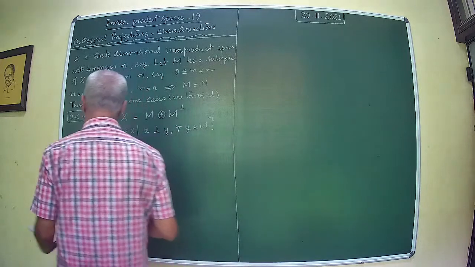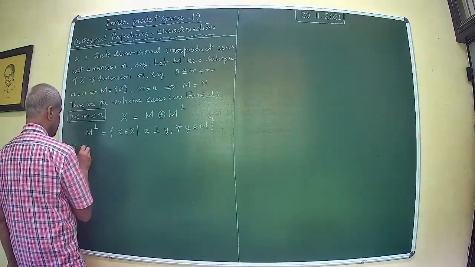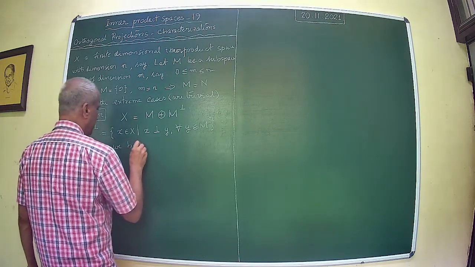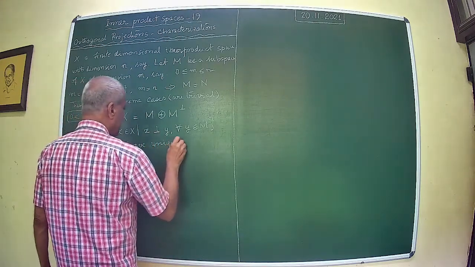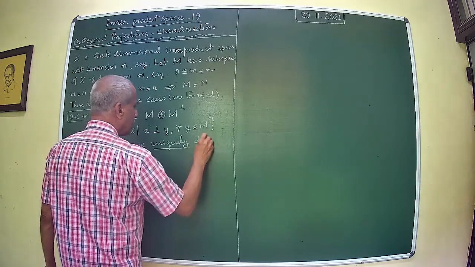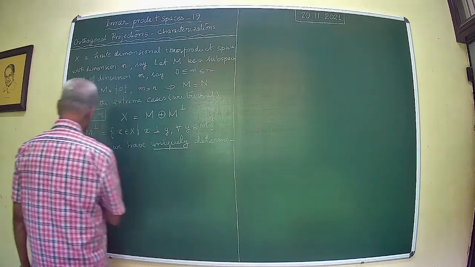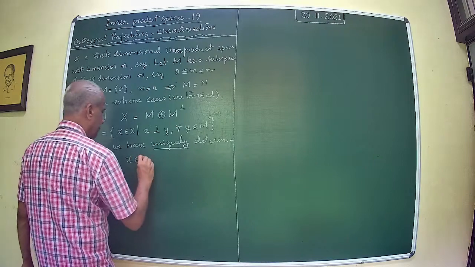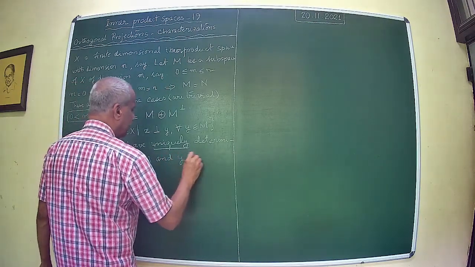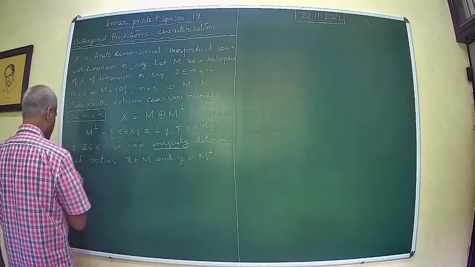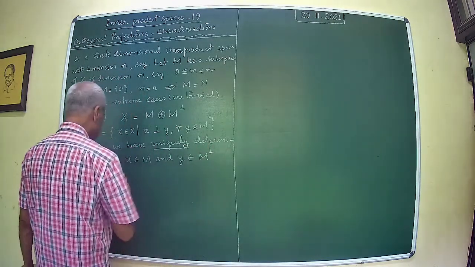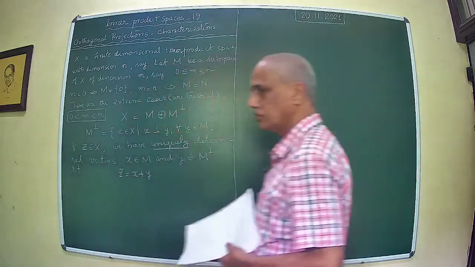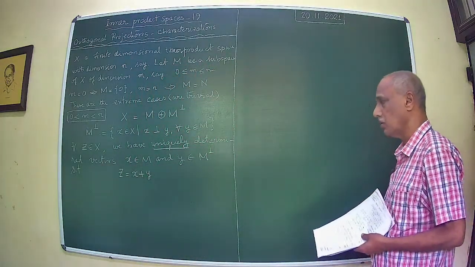Then of course, let's recall, for z belonging to X, we have uniquely determined vectors x belonging to M and y belonging to M perp, such that z equals x plus y, and this allows us to define what is called the projection operator on M along M perp.